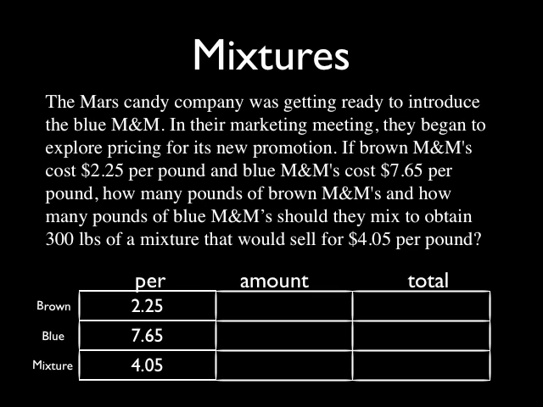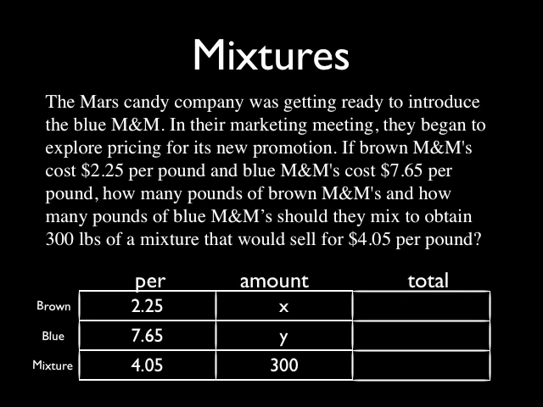Now the amount. I don't know how many pounds of brown and how many pounds of blue, but I do know that I have 300 pounds of the mixture. So I'll have X and Y, and then 300 for the total. Now my little subtotal column over here on the right-hand side. If I take per times amount, do you remember when we did this before with the shopping, with the cost? Per times amount gave me the subtotal.